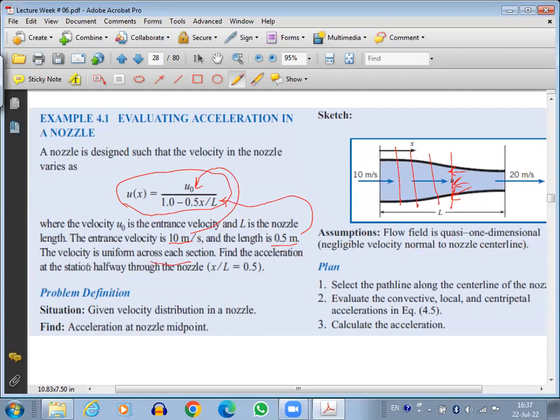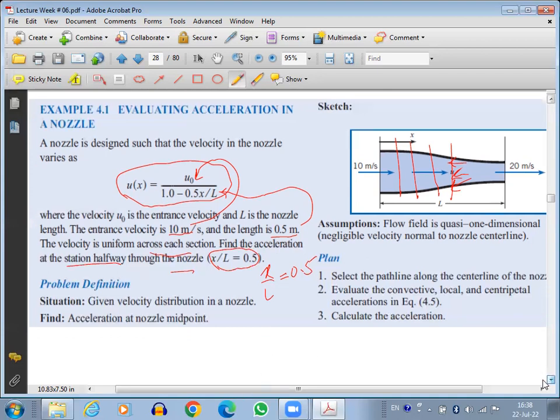The velocity is uniform across each section. Find the acceleration at the station halfway through the nozzle. So now it's a function of x. We need to find the velocity at the point halfway through the nozzle, meaning x by L equals 0.5. For x by L equals 0.5, I want to know the velocity at that point and the acceleration at that point.